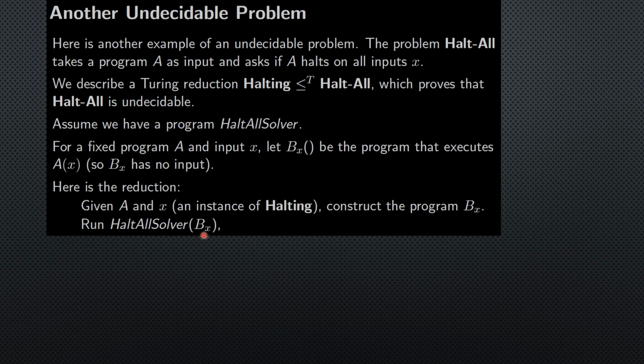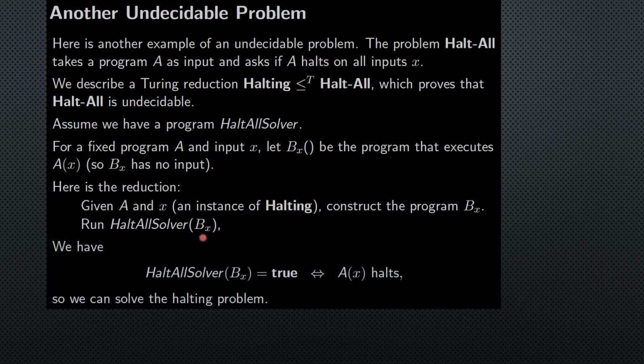That's going to say, will BX halt for all of its possible inputs? Well, what are all of its possible inputs? There's only one, the empty input. And what will it do for that empty input? It will just run A of X. So running BX for all of its inputs just means running A of X on the single input X. So will BX halt for all possible inputs is equivalent to saying, will A of X halt for that particular input? So halt-all solver of BX is going to be true if and only if A of X halts. So, to solve the halting problem, we just have to return the result of halt-all solver on BX.